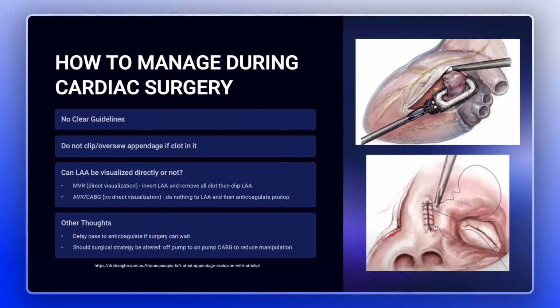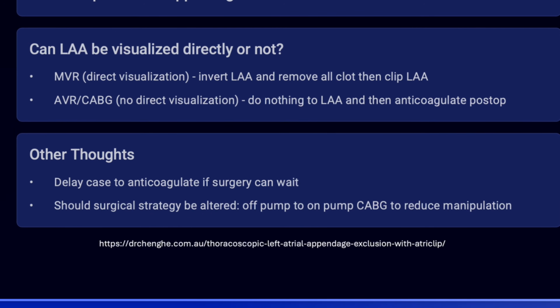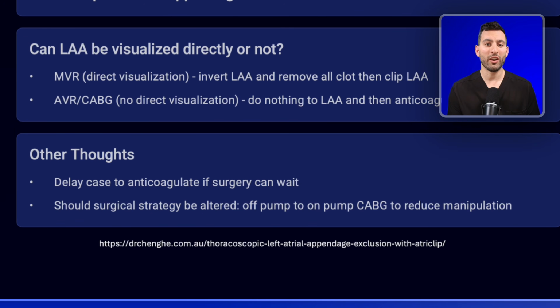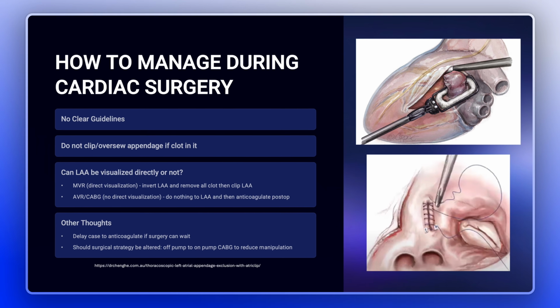Some other thoughts I want you to consider are, would you delay the case for a course of anticoagulation if the surgery can reasonably wait? Remember, these patients having cardiac surgery are at higher risk for arrhythmias such as ventricular fibrillation, ventricular tachycardia, or atrial fibrillation with a rapid ventricular rate, and may need either cardioversion or defibrillation, which is something that you must consider in a patient with left atrial appendage thrombus. There are risks to proceeding with the surgery, just like there are risks to waiting on the surgery.